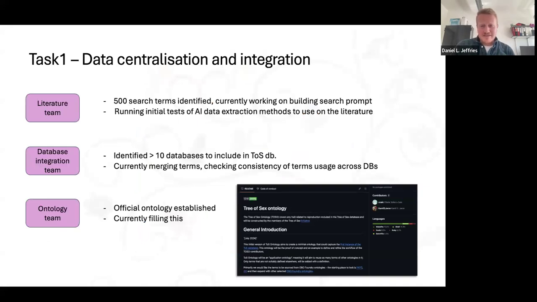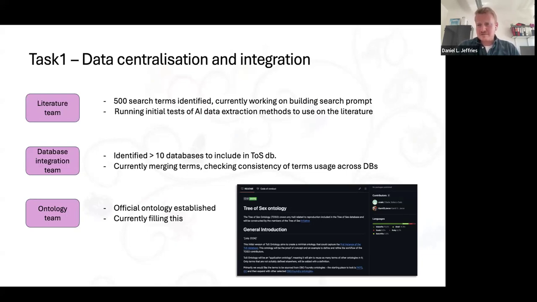And just a quick progress update then. I won't go into too much detail here. Most of the work that we've been doing in the last couple of years has really been concerned with task one, which is collecting and setting up the framework for integrating that information. So the literature team has been identifying potential search terms, and we're now trying to put those search terms into some sensible prompt in which to collect literature.